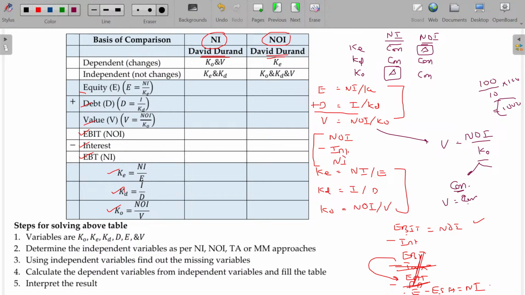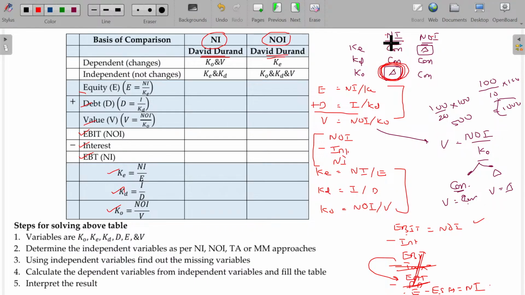But if the KO is changing, probably earlier 10%, suddenly it changed to 20%, then what happens here? It's only 500. If the KO is changing, value is also changing. So under both the models, NI and NOI, where the KO is changing, KO is changing here.